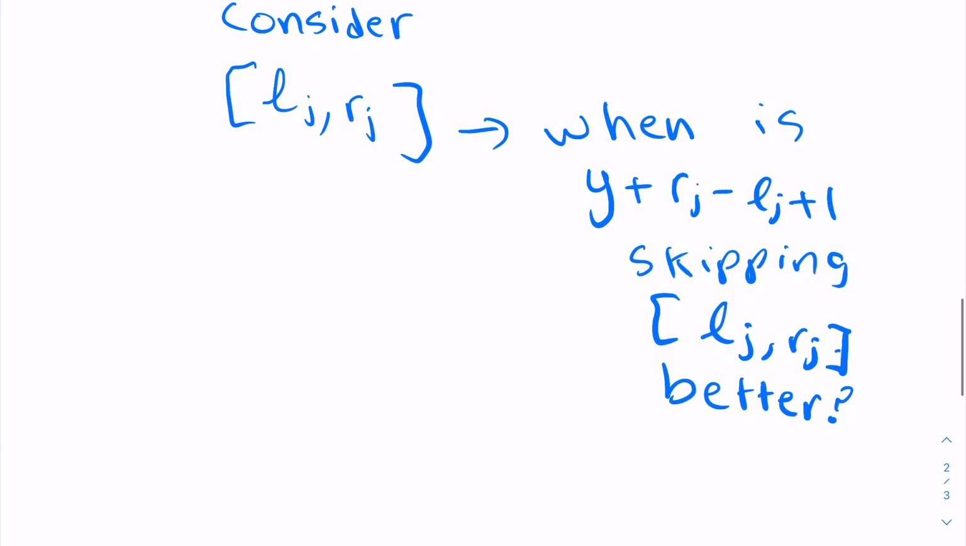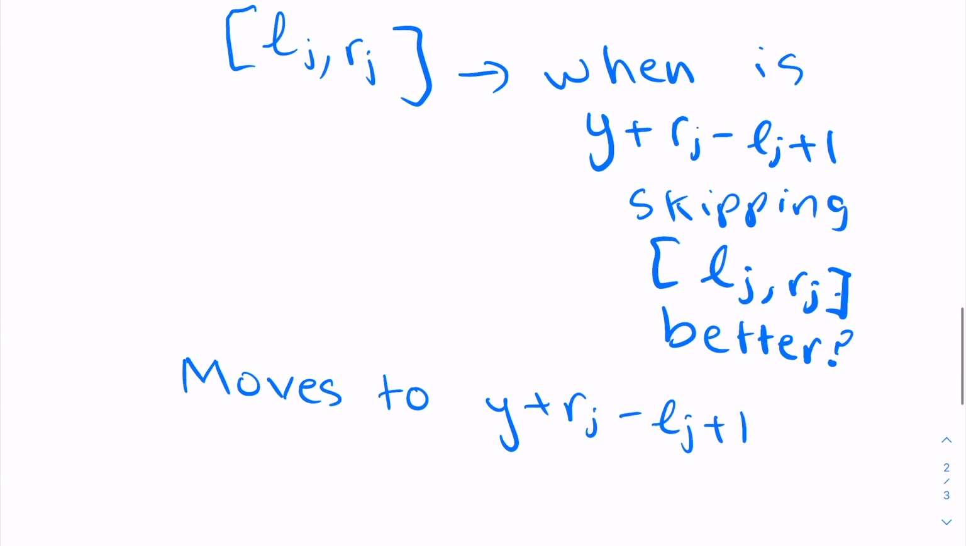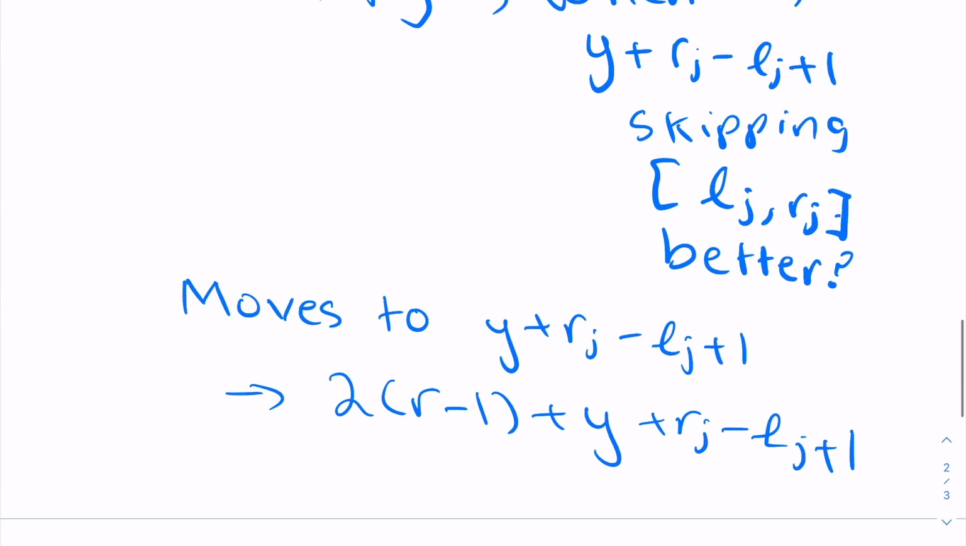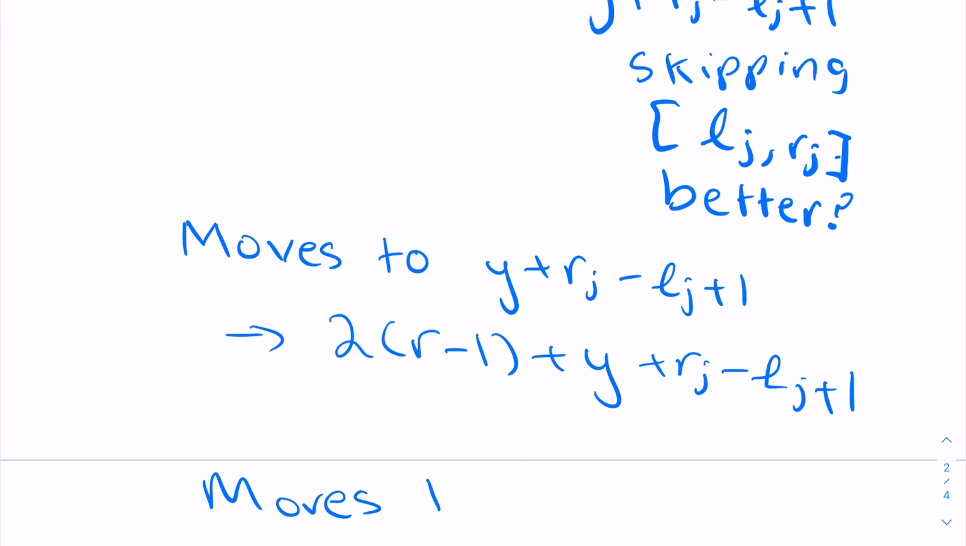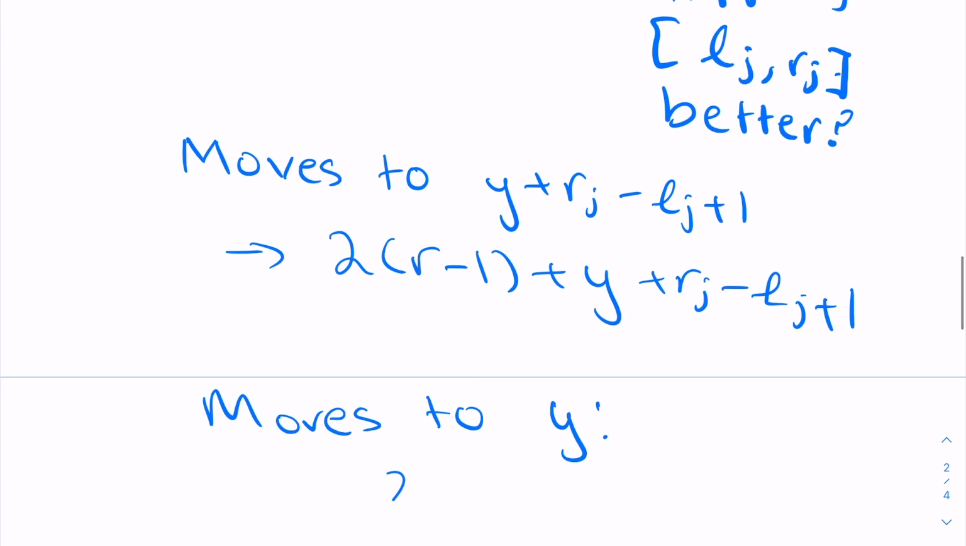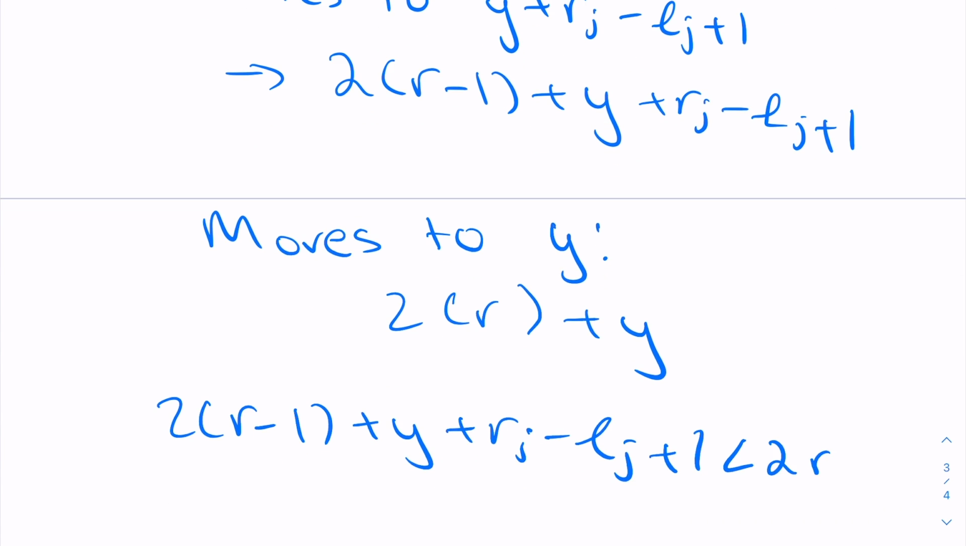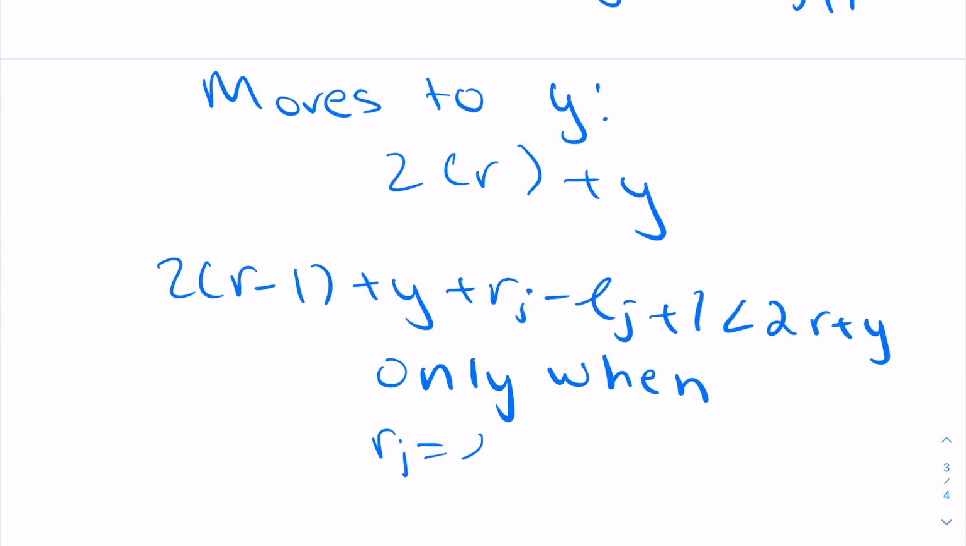Let's just consider the moves to y plus rj minus lj plus 1. In this case, the number of ranges we cover is r minus 1 instead of covering r ranges, but instead we have to move to y plus rj minus lj plus 1. And when is this better than just moving to y and using r ranges? The number of moves to just y using r ranges is 2 times r plus y. Just doing some math, we can see that this first quantity, 2 times r minus 1, plus y plus rj minus lj plus 1, is less than 2r plus y only when rj is equal to lj, or we are only dealing with one cell.